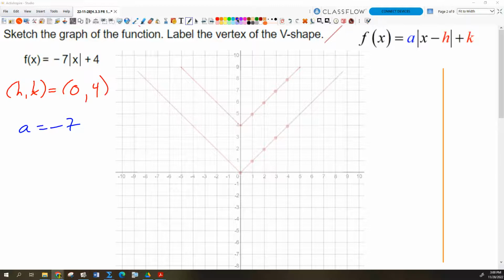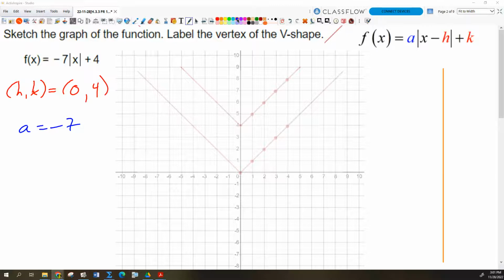If we walk 1 to the right from the vertex, well, the parent graph goes up 1. If we walk 2 to the right, we go up 2. Walk 3 to the right, we go up 3. We'll always just pick the most convenient height. What's the most convenient one to multiply by -7?